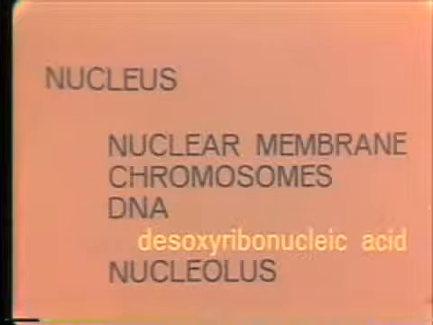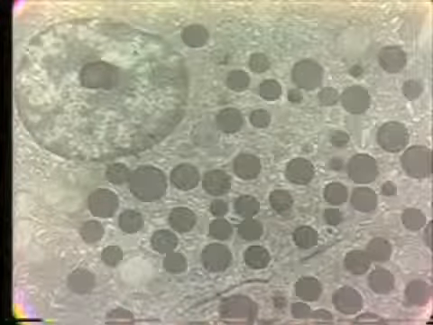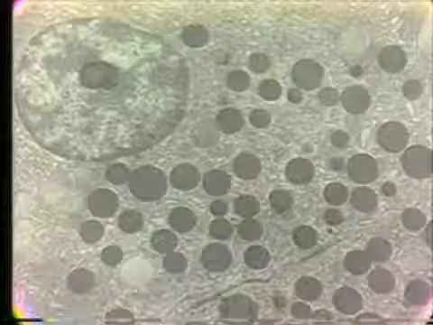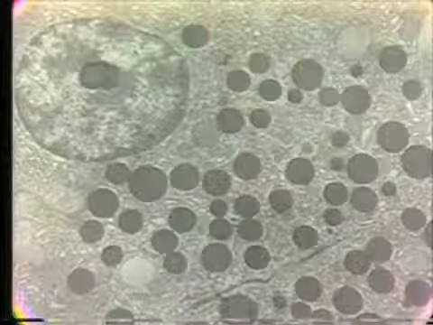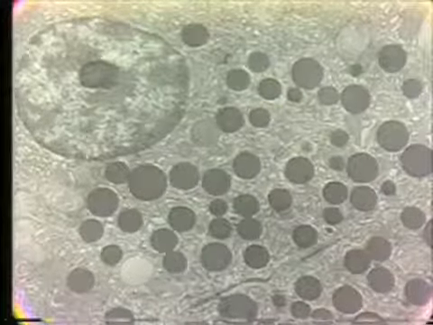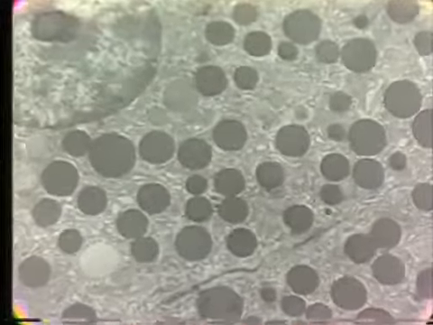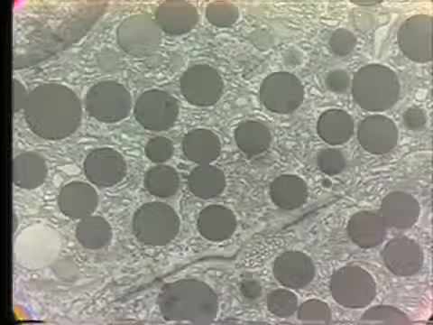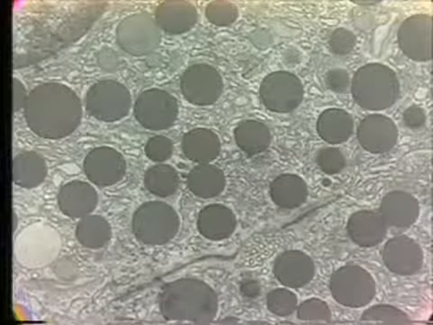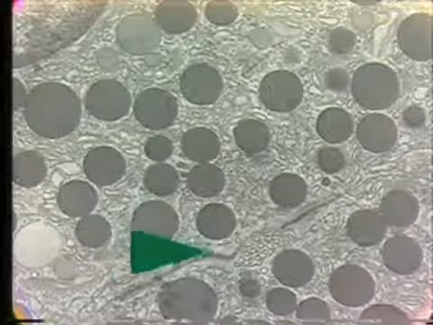Now we'll look at an electron micrograph picture of a cell and point out the components of the nucleus. In the lower right-hand corner, we have the cell membrane. There's actually two cells here. That's running from the lower left across the field, pointed out here.